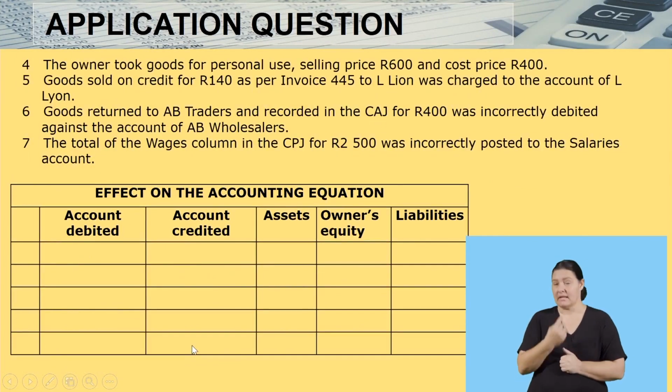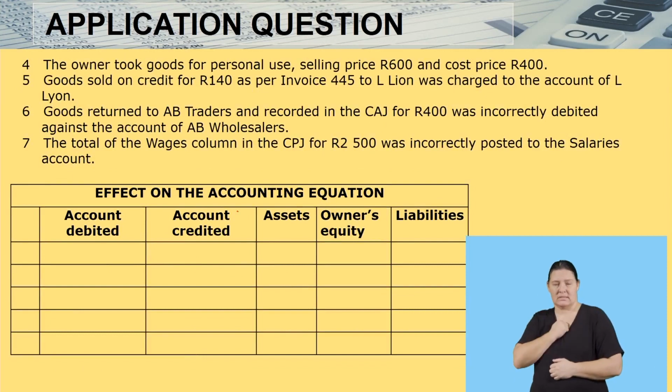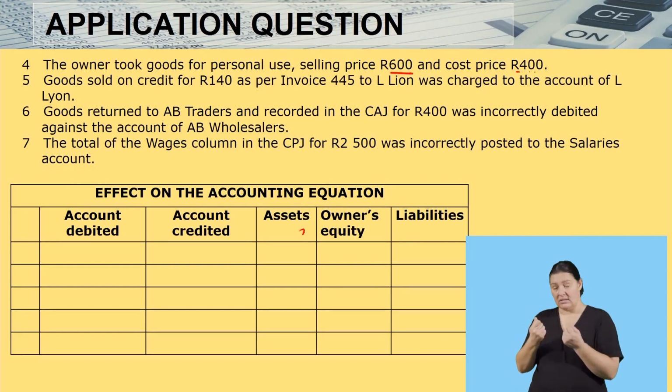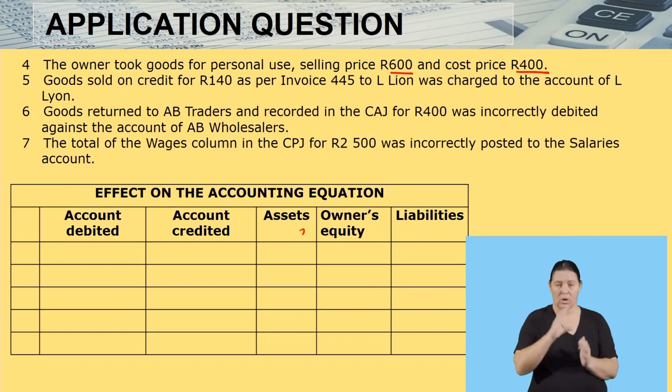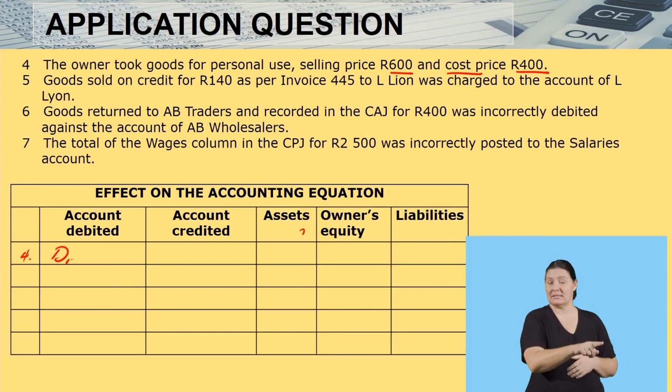It says, the owner took goods for personal use. The selling price is 600 and the cost price is 400. Whenever you are recording drawings, we must record them at cost. I will then come here and ask, which account do I debit? I debit drawings.